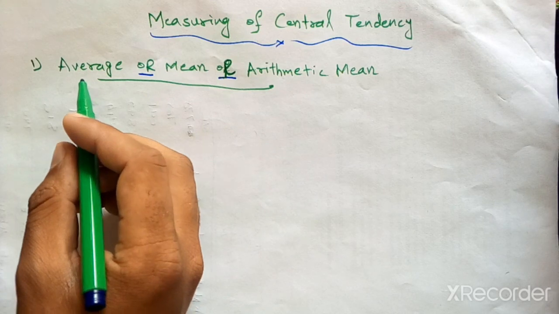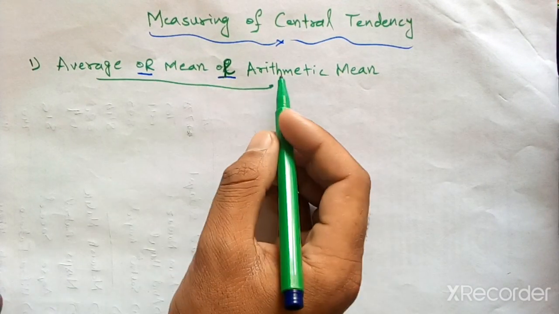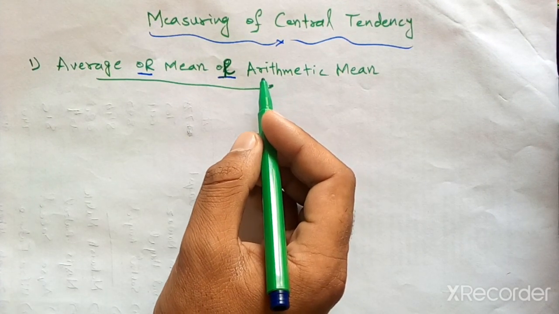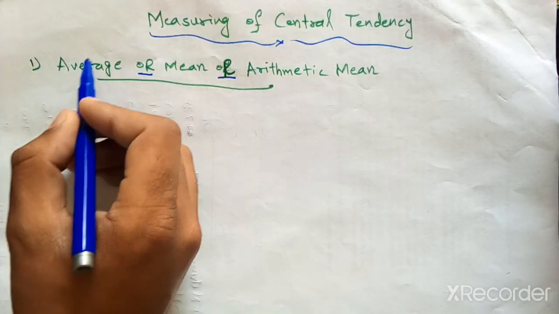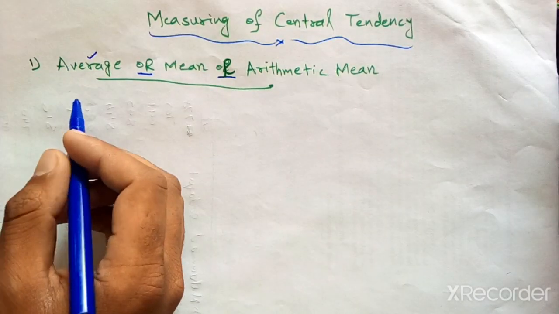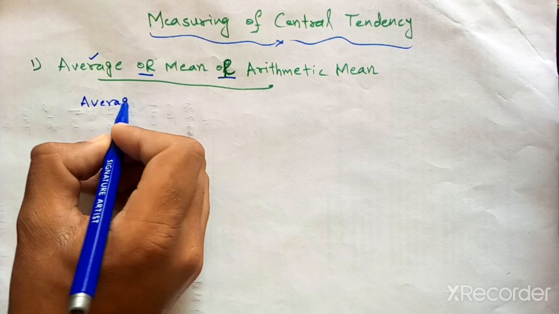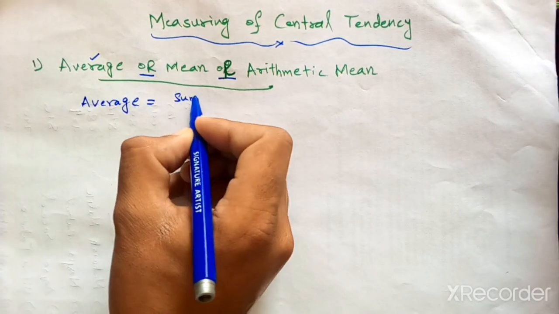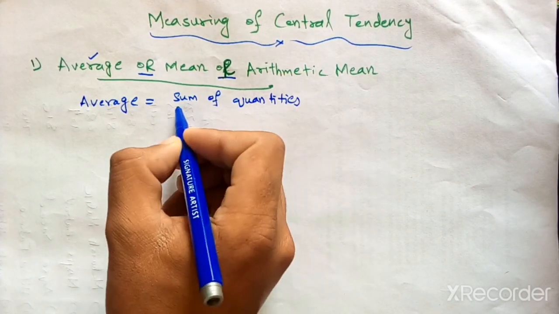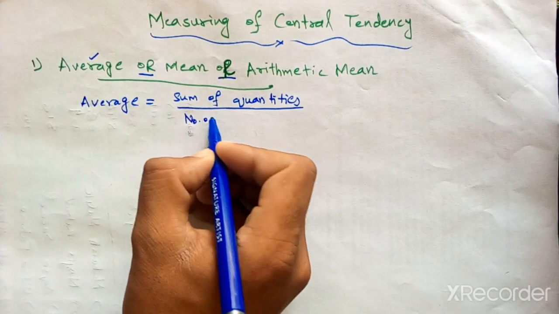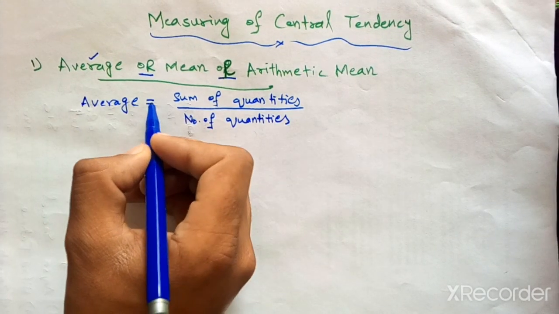The first among them is average, or we can say mean or arithmetic mean. These three names are used for the single quantity or the single method used for measuring the central tendency. But in daily life, we often use the word average. We use this word a lot. So we have a formula: average is equal to the sum of quantities divided by the number of quantities.